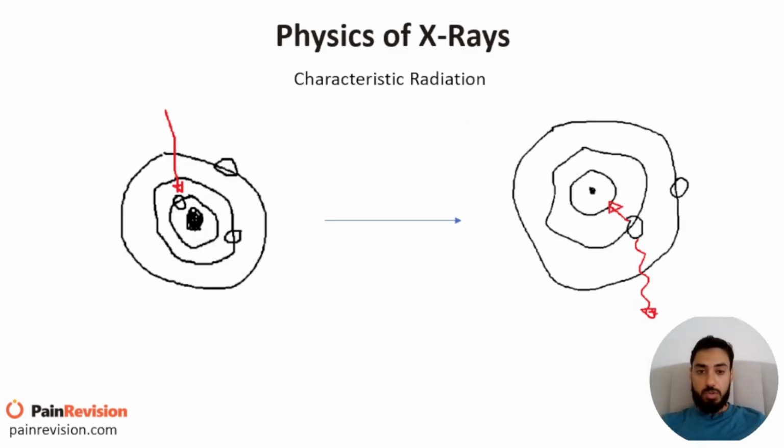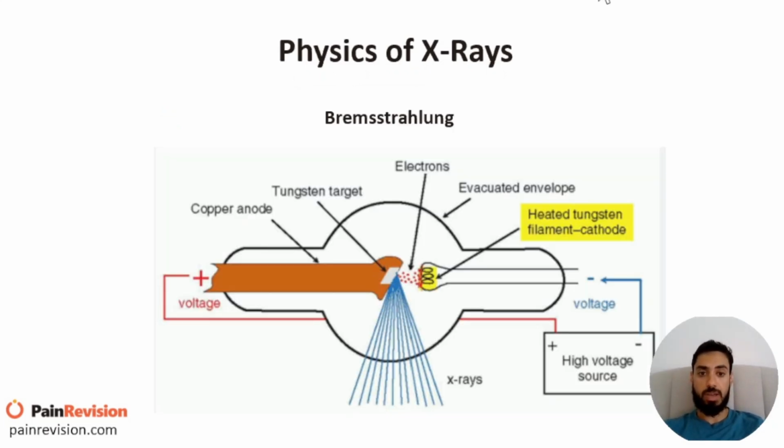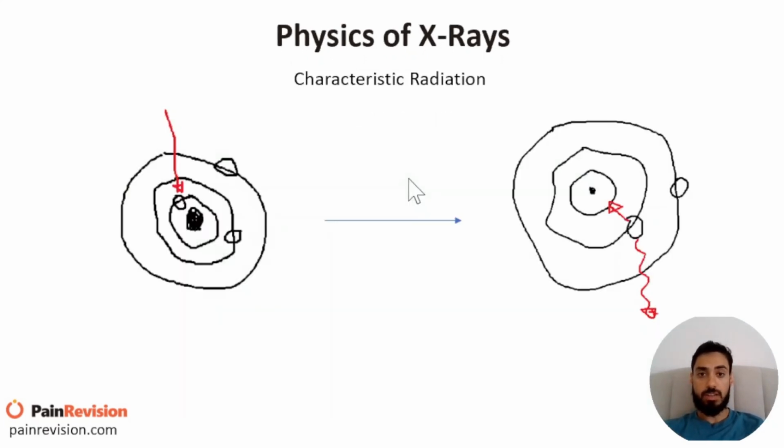The second way of producing X-rays is through a characteristic radiation, which produces around 10% of all X-rays from a C-arm. So 90% will be through Bremsstrahlung, and 10% will be through characteristic radiation. I've got my poor drawing here of an atom. We've got the nucleus in the middle, and then we've got the various shells with electrons orbiting around the nucleus. So you've got the first shell with the lowest energy, the second shell with a higher energy, the third shell with an even higher energy.